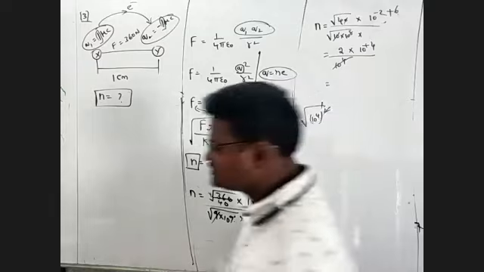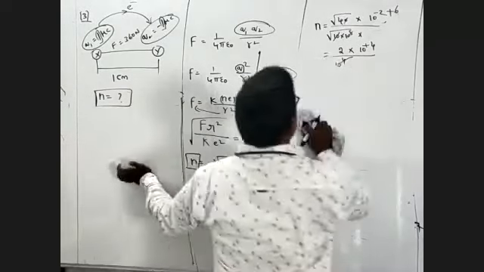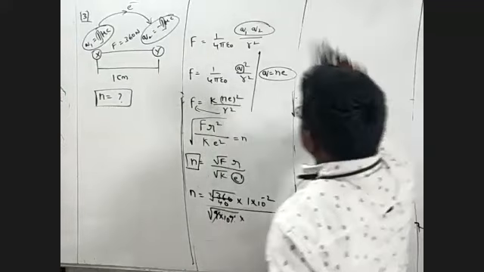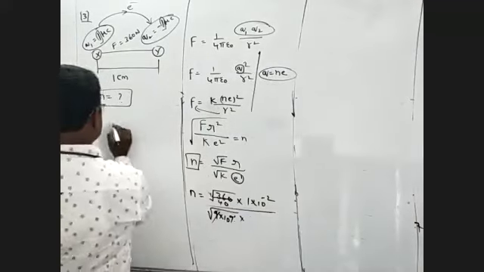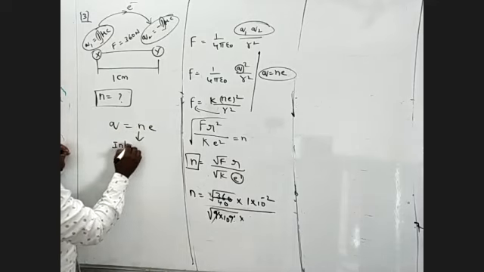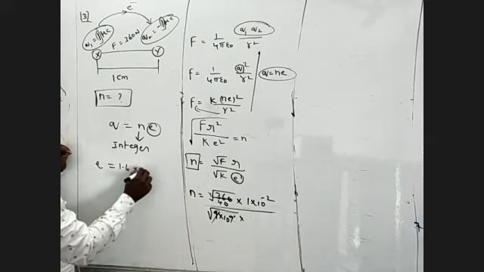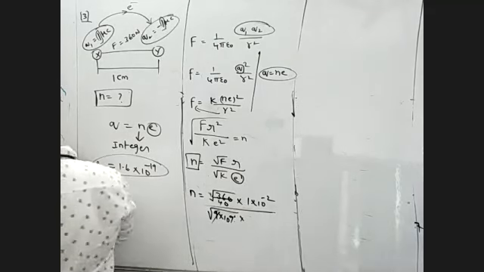So now we take the charge of electron. Q is equal to NE, where N is an integer and E is the charge of electron, 1.6 into 10 to the power of minus 19.